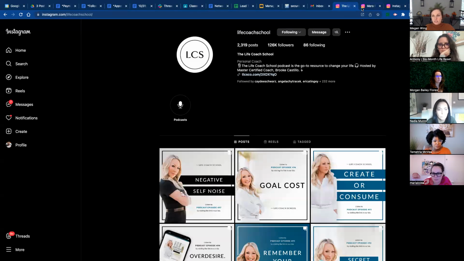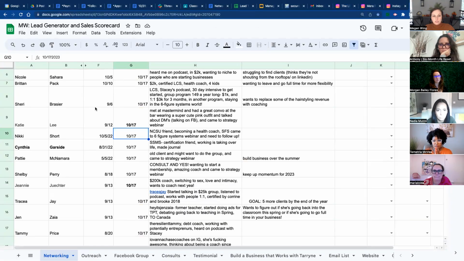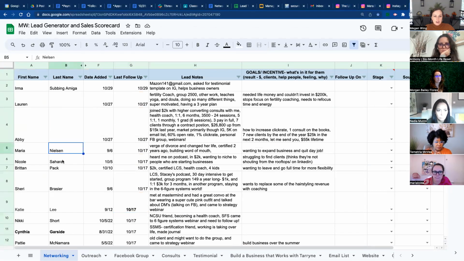So I'll just find where I left off on my tracker. I've had conversations with these people. But fun fact, we started talking on 9/6 and she was converted yesterday. So going back a little, I'll put the person who I've had a conversation with, I'll put the date I added them, and then the last time I followed up with them.